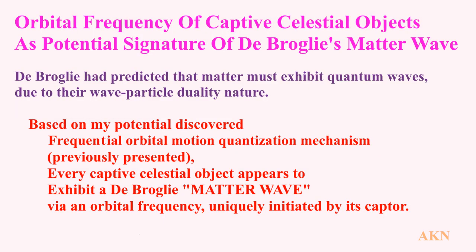Why is the orbital frequency of captive celestial objects a potential signature of de Broglie, you might ask. De Broglie had predicted that matter must exhibit quantum waves due to its wave-particle duality nature. Based on a potential discovered frequential orbital motion quantization mechanism previously presented, every captive celestial object appears to exhibit a de Broglie wave via an orbital frequency uniquely initiated by its Captor.